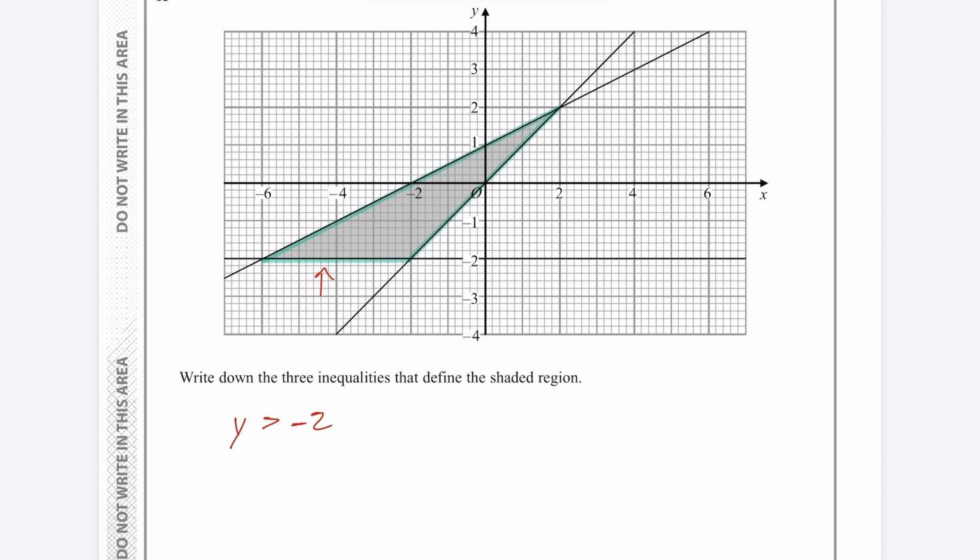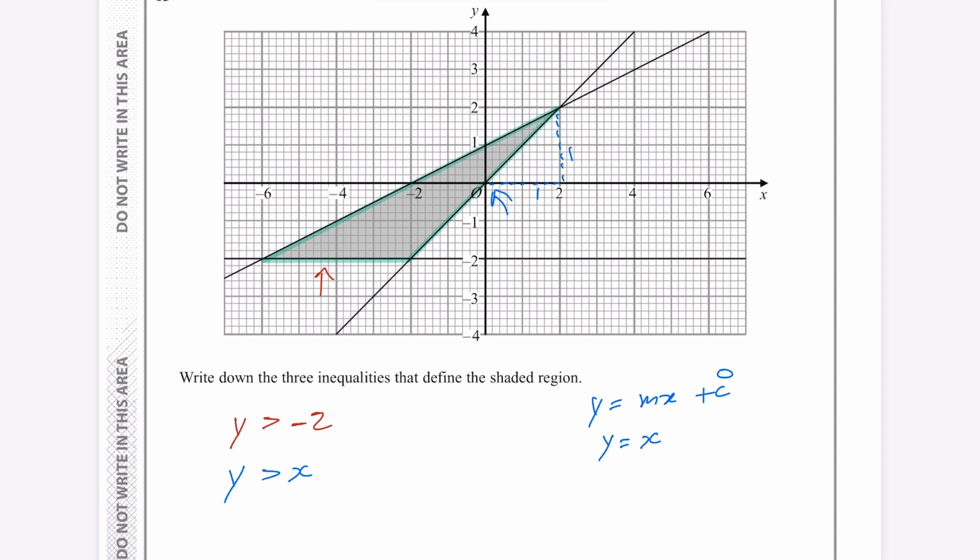The next one we can look at is this one right here. It crosses, so remember the equation of a line is y is equal to mx plus c. C is the y-intercept, so that's where the line crosses the y-axis. Here it crosses at 0, so that's going to be 0. And the gradient is 1 because we go across 1 and we go up 1. So that line is y is equal to x. So in this case, again, it'll be y is greater than x because it's shaded above that line.